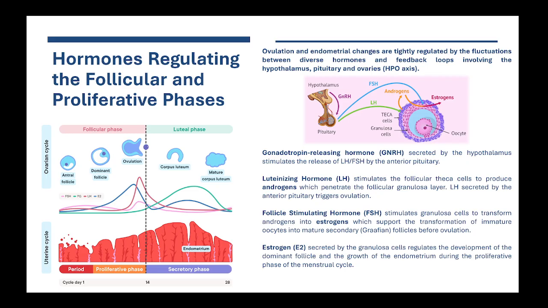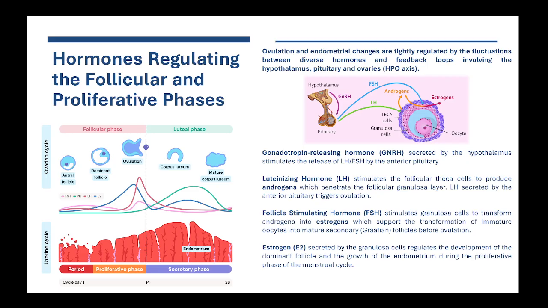So first, GnRH is secreted by the hypothalamus, which will stimulate the anterior pituitary to release LH and FSH. LH will stimulate the theca cells within the ovarian follicles to produce androgens. These androgens will penetrate the inner layer of the follicle, which is the granulosa layer. Under the influence of FSH, the granulosa cells will transform these androgens into estrogens.